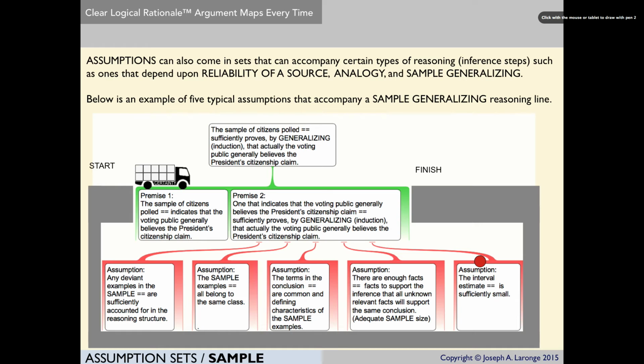That typically accompany reasoning by generalizing. For example, this one: there are enough facts to support the inference that all unknown relevant facts will support the same conclusion. So this is about adequate sample size. This is just to illustrate again that you can have sets of assumptions that generally group together and apply to certain types of premises. Some of them are when you have a reliability of a source, some of them are analogy, some of them are sample generalizing, and there can be other circumstances as well.